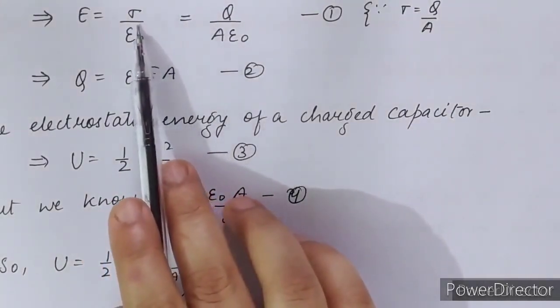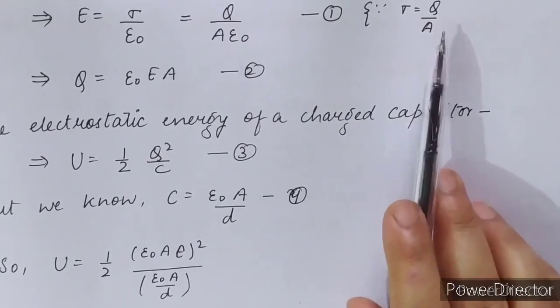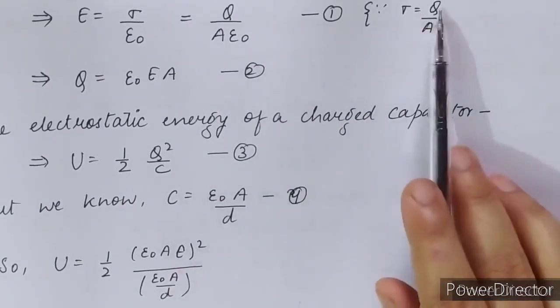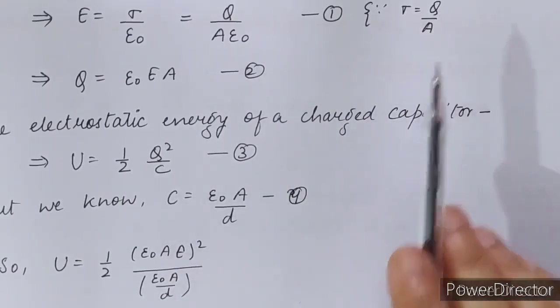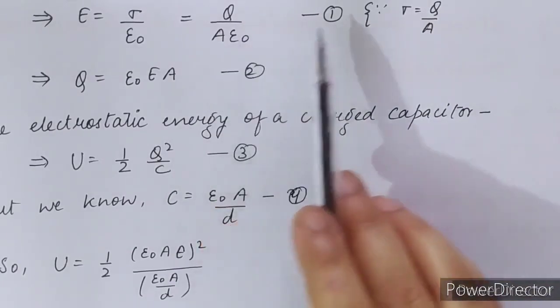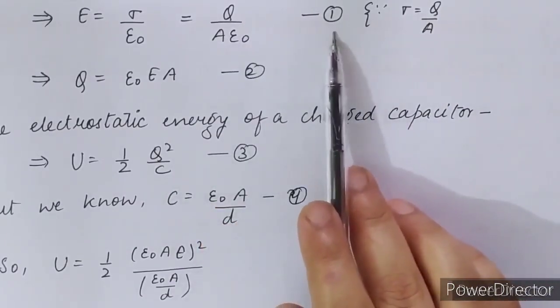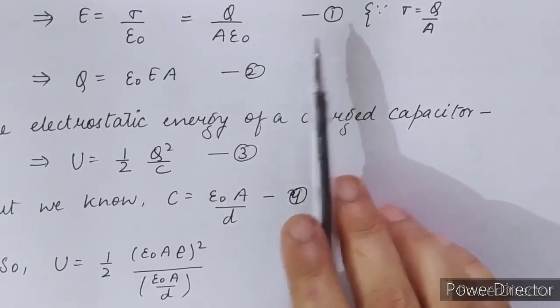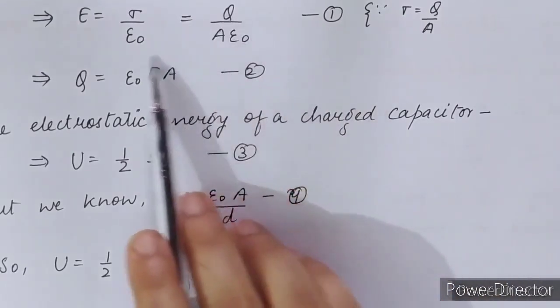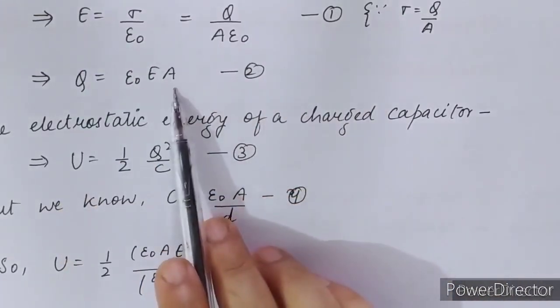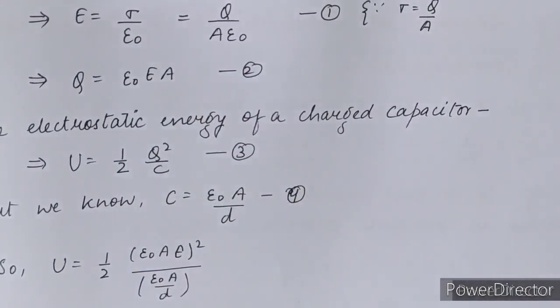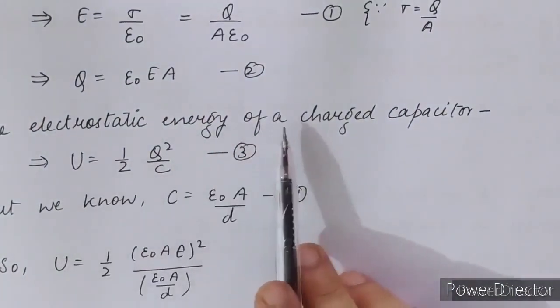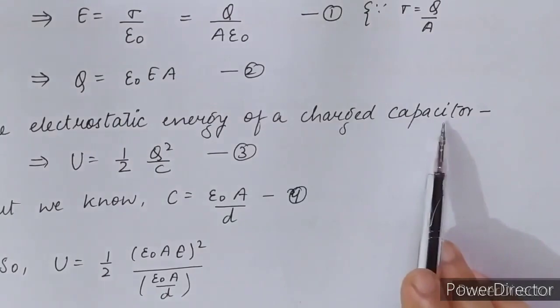Sigma is your surface charge density whose value is Q upon A, where Q is the charge and A is the area of a plate. So E is equal to Q upon A epsilon naught. This is equation number 1. From this equation we can easily calculate the value of Q. Q is equal to E into A epsilon naught. Equation number 2.